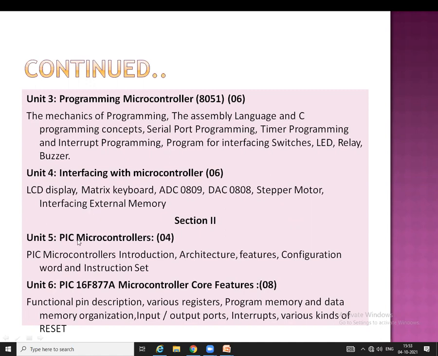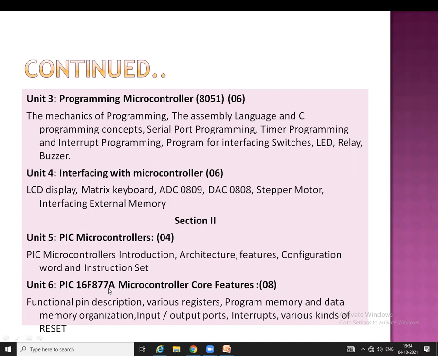Section 2 starts with the next type of controller, that is the PIC microcontroller. What is the meaning of PIC, and which PIC are we going to learn? In the next unit, we are going to learn that. But the basics of PIC we are going to learn in unit number 5, that is introduction, architecture, features, configuration word, and instruction set. So which PIC are we going to learn? In unit number 6, as mentioned in this slide, PIC 16F877A. This controller is mentioned in the syllabus, and it is a very popular and famous controller. The features of it we are going to learn in unit number 6.